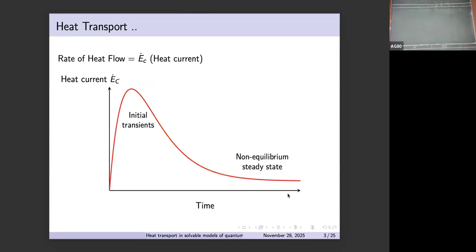Was the coupling of the two systems instantaneous? Yes, theta of t. You can have it, I turn it on at t equal to 2.